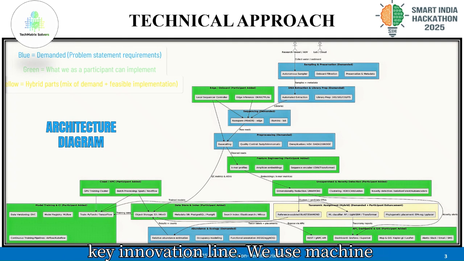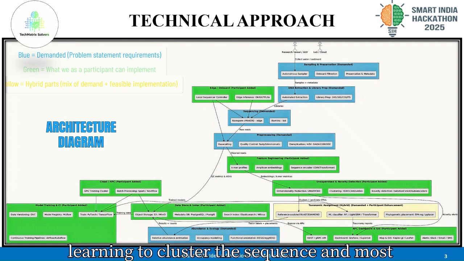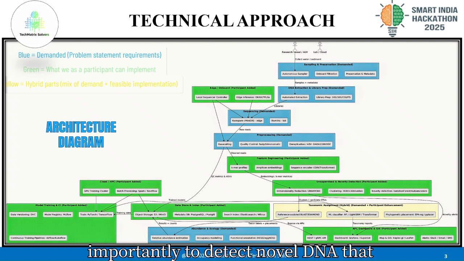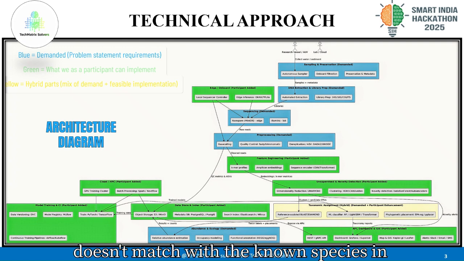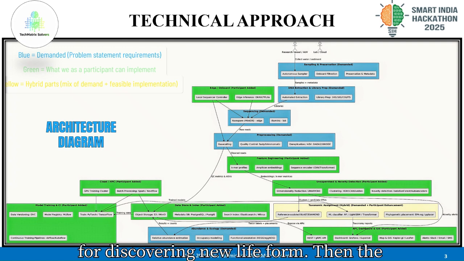This is our key innovation line. We use machine learning to cluster the sequences, and most importantly, to detect novel DNA that doesn't match the known species in our existing database. This is crucial for discovering new life forms.